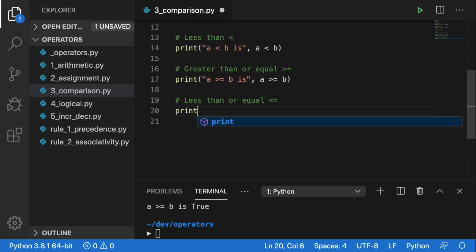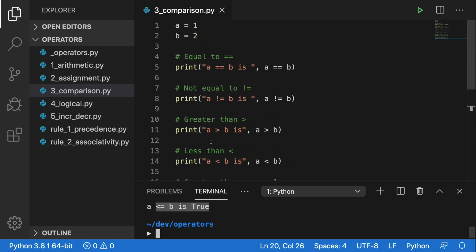Let's go to less than or equal. A is less than or equal B, and it's true by default because A is less than B.